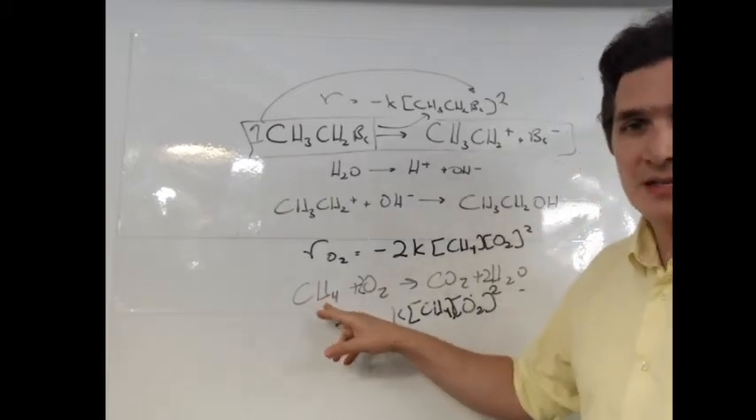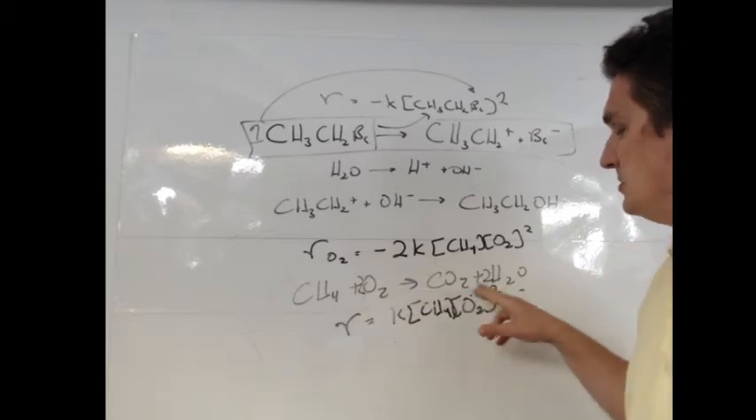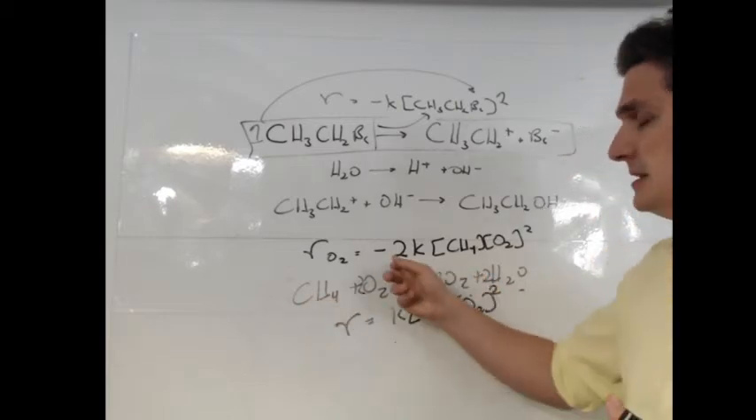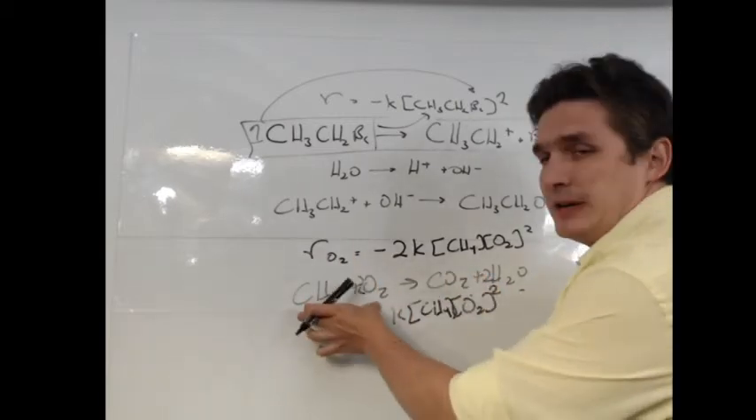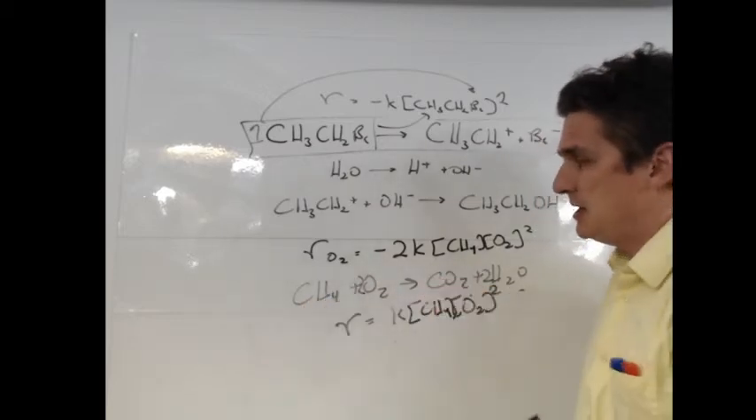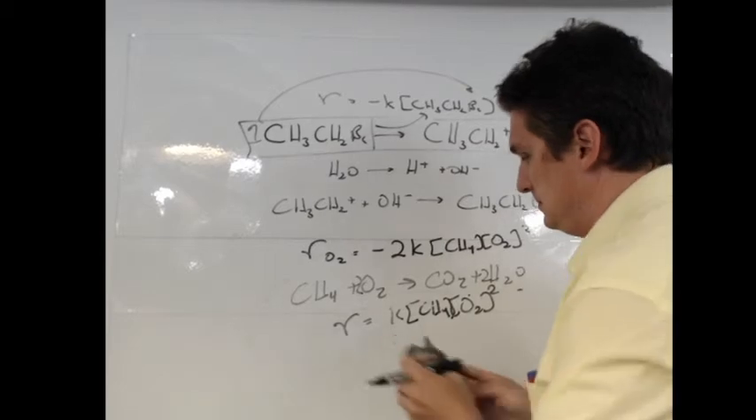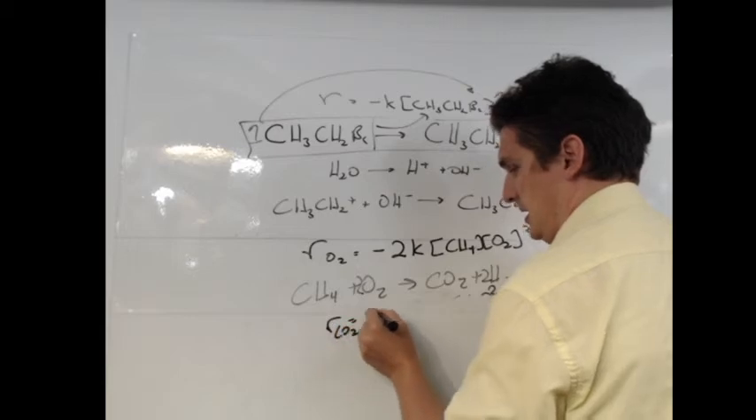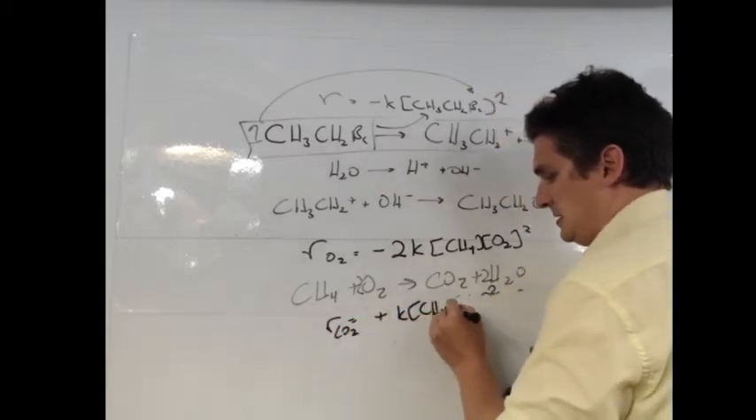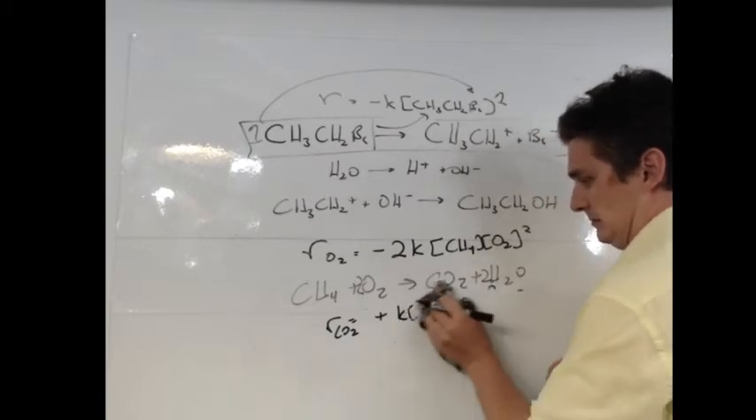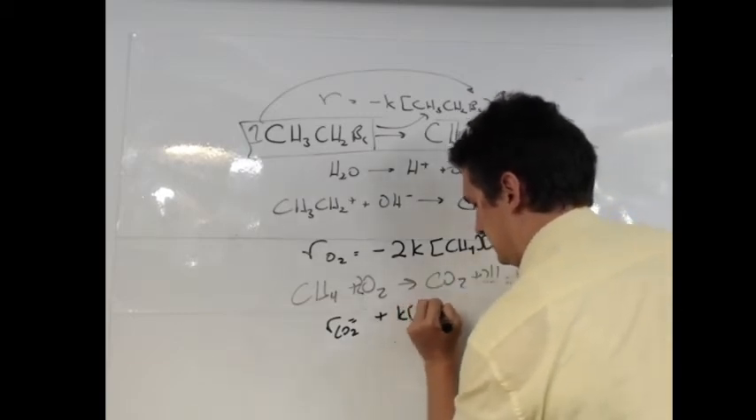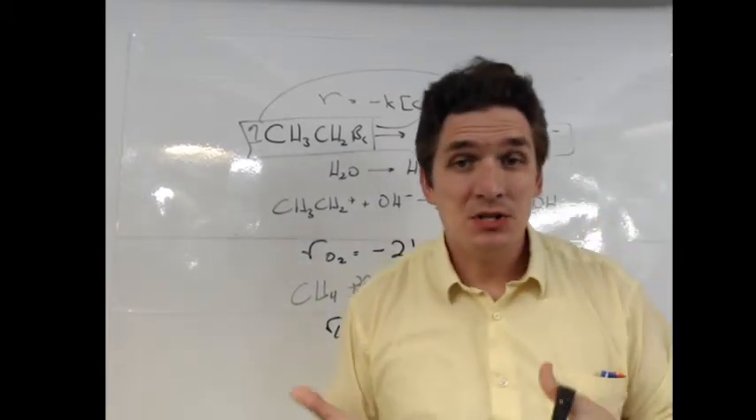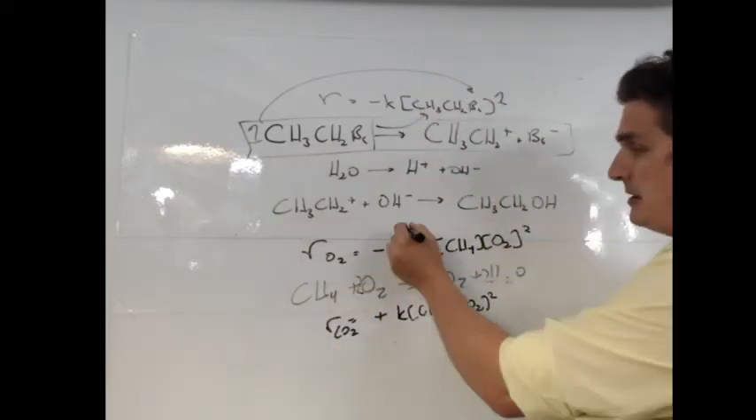The rate of consuming CH4, consuming O2, making CO2, or H2O, that number in front is going to be dependent on its coefficient. The sign is going to be dependent on if it's a reactant or product. So reactants have a negative change, products have a positive change. So if we want the rate of CO2, it would be positive K, CH4, O2 squared.